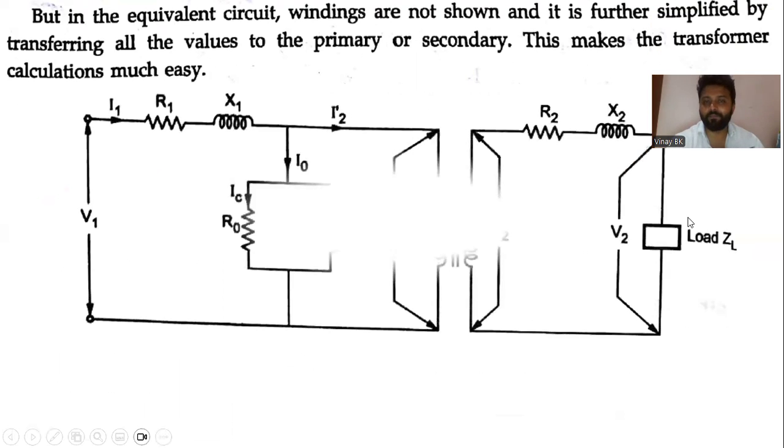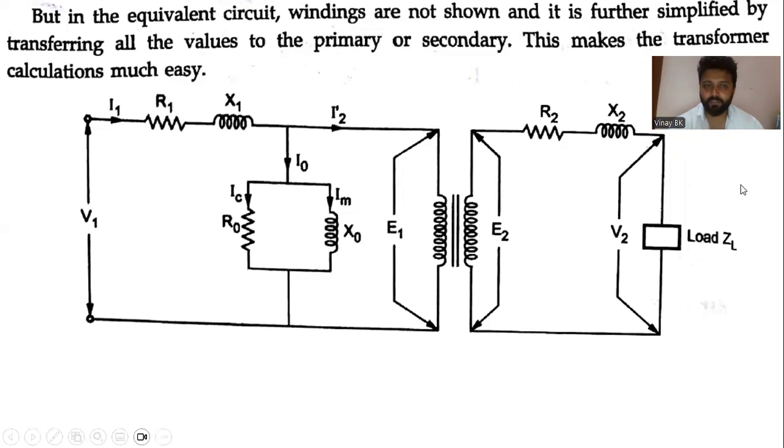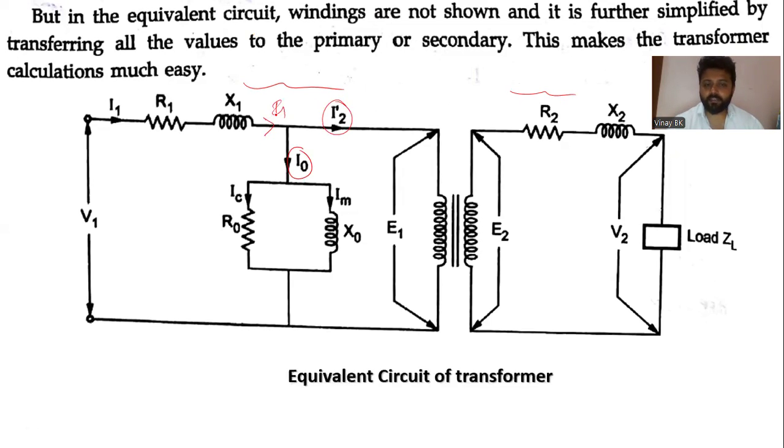You can see this is your circuit representation of the transformer. You can see this part is the primary side, this part is the secondary side. R1 X1 is the primary side. I1, which has a no load component, that is I naught plus I2 dash, is your I1. Okay, so you can see the equivalent circuit of the transformer.